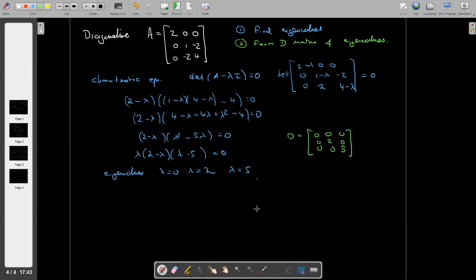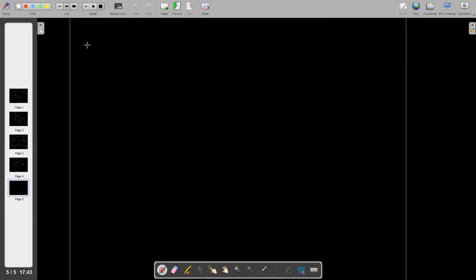Okay, so we've got the eigenvalues. Now we're going to need the eigenvectors. So I'm going to need more space for that, I think. So let's have a new page. So the eigenvectors. So we've got the case where lambda is equal to 0. So let's tackle that one first.